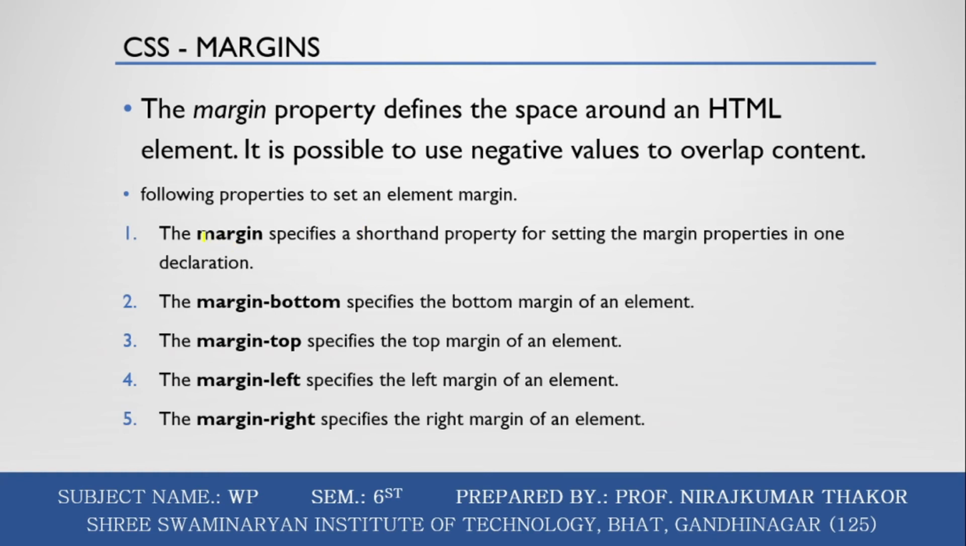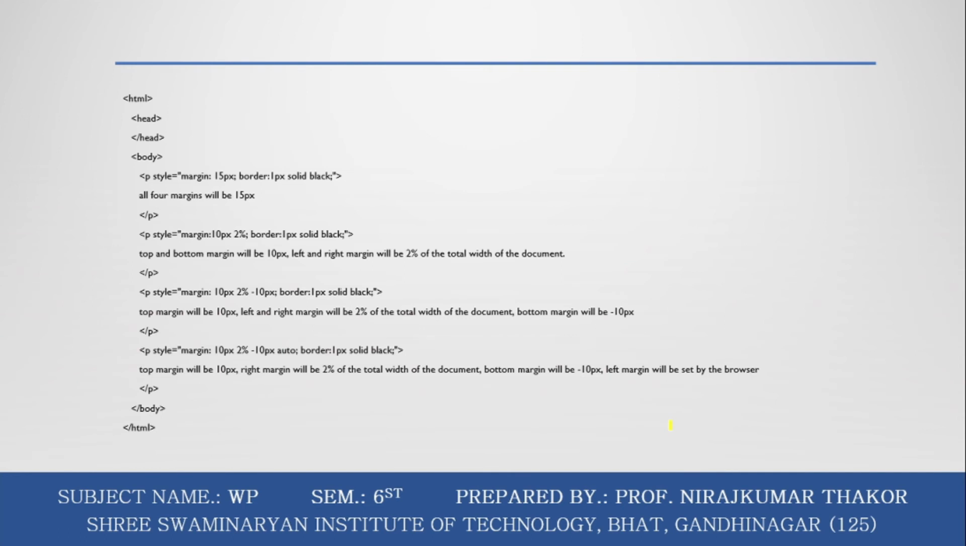The first one is margin. Margin specifies the shorthand property for setting the margin properties in one declaration. Margin-bottom specifies the bottom margin of an element. Then margin-top specifies the top margin of an element. Margin-left specifies the left margin of an element. Margin-right specifies the right margin of an element.